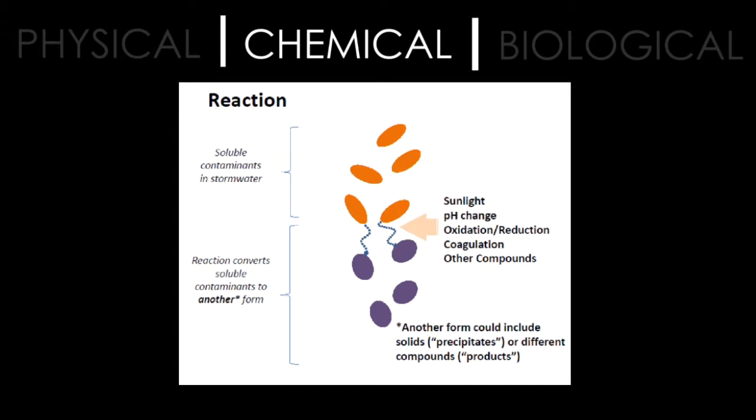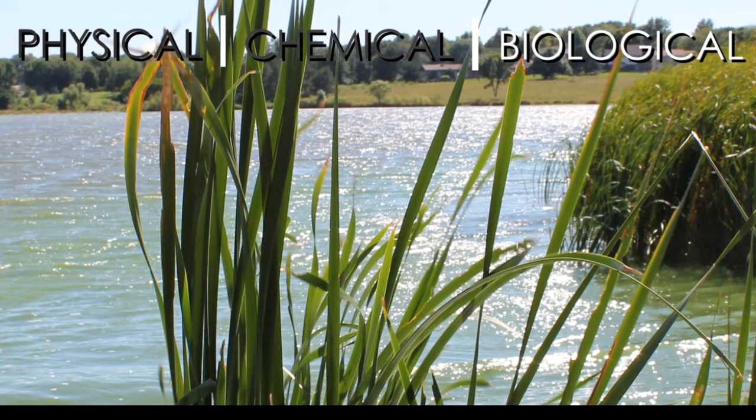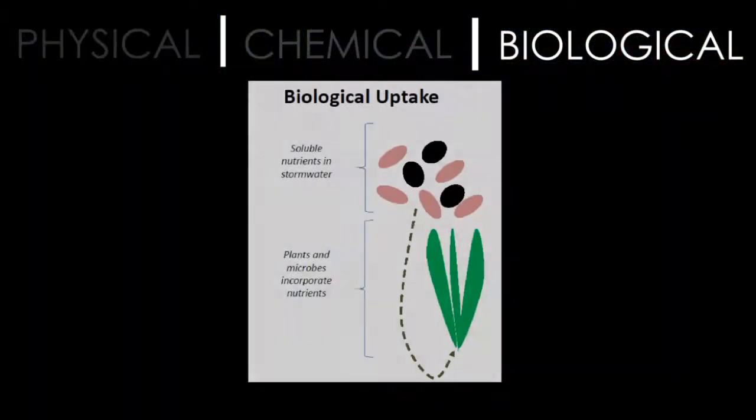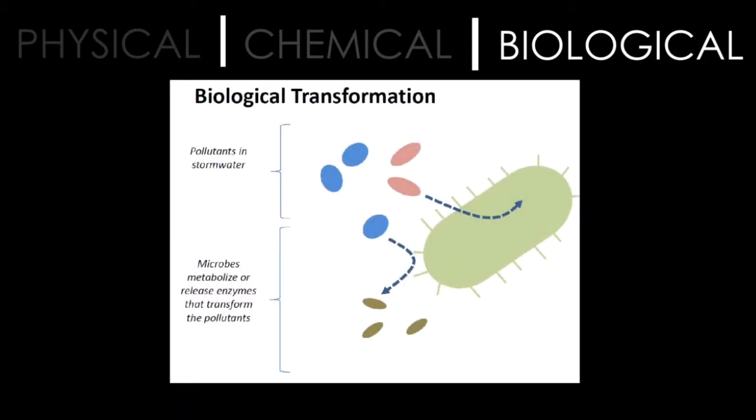Our third stormwater process is biological processes. Biological treatments occur when plants or microorganisms incorporate the pollutant into a growing cell or convert the pollutant to another form. This includes assimilation of nutrients such as nitrogen and phosphorus into biological cells. It also can include reactions in microbial metabolisms that alter pollutants. Examples include the breakdown and the oxidation of organic matter, conversion of nitrate to nitrogen gas, and transformation of pesticides and other pollutants to other forms.